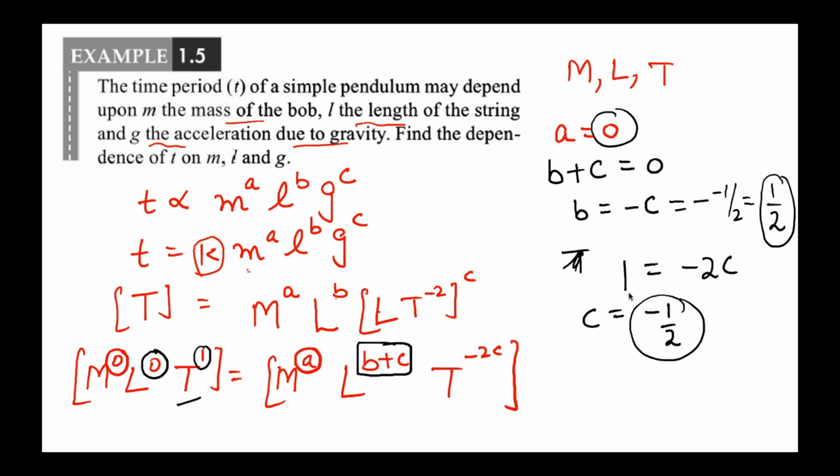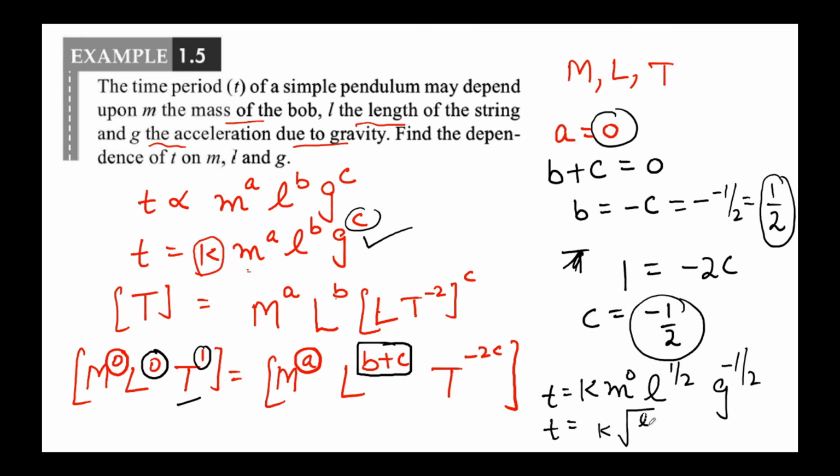So putting these values in this equation, T is equal to K m raised to power A, where A is 0, L raised to power B, where B is equal to 1/2, and g raised to power C, where C is equal to minus 1/2. So from this we can derive the relation: T is equal to K under root of L over g. That is the time period of a simple pendulum.